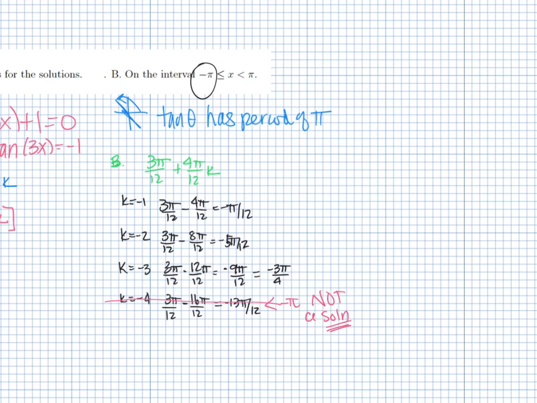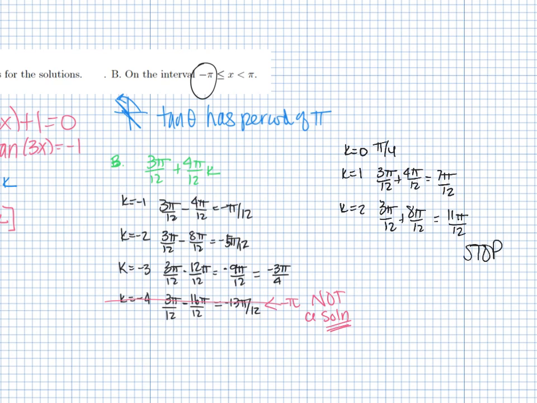Now let's look at what happens as k becomes more positive. So if k is 0, of course, we get 3π/12, which is just π/4. If k equals 1, we get 3π/12 plus 4π/12, which is 7π/12. If k equals 2, we get 3π/12 plus 8π/12, which is 11π/12. If we add anything more to this, we're going to get a number bigger than pi, so we want to stop at this point.